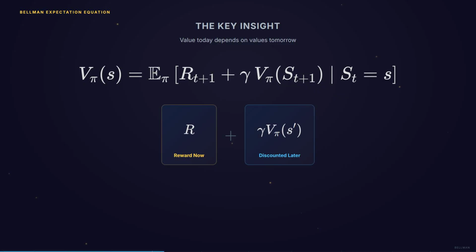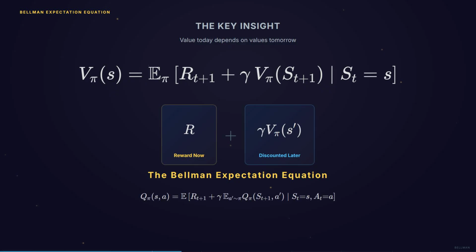In words, the value of where I am equals what I get right now, plus the discounted value of where I end up. This is the Bellman expectation equation for V, and it's one of the most important equations in all of reinforcement learning. It says that value functions are self-consistent. If you know the values of all the next states, you can compute the value of the current state.